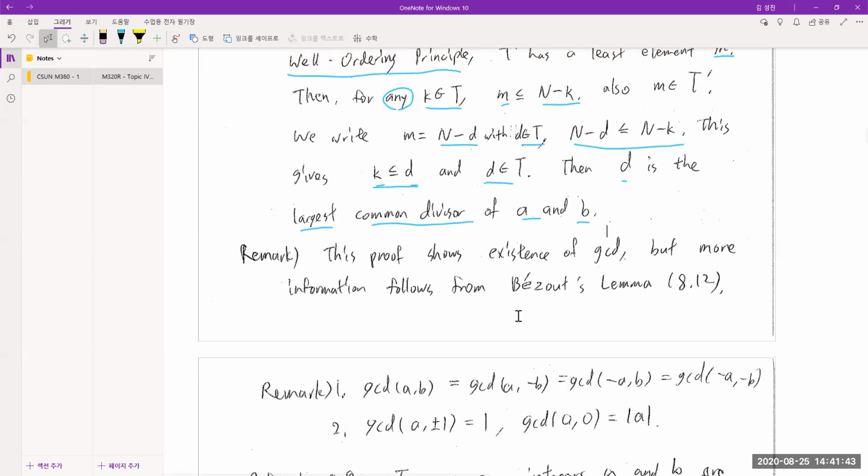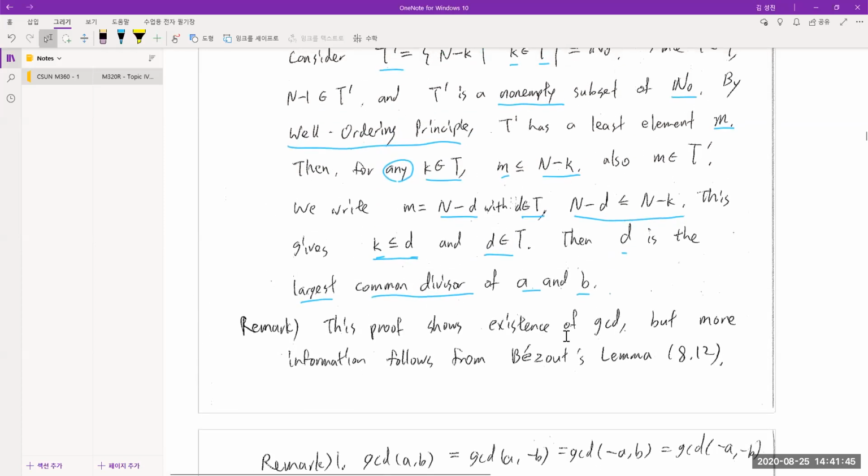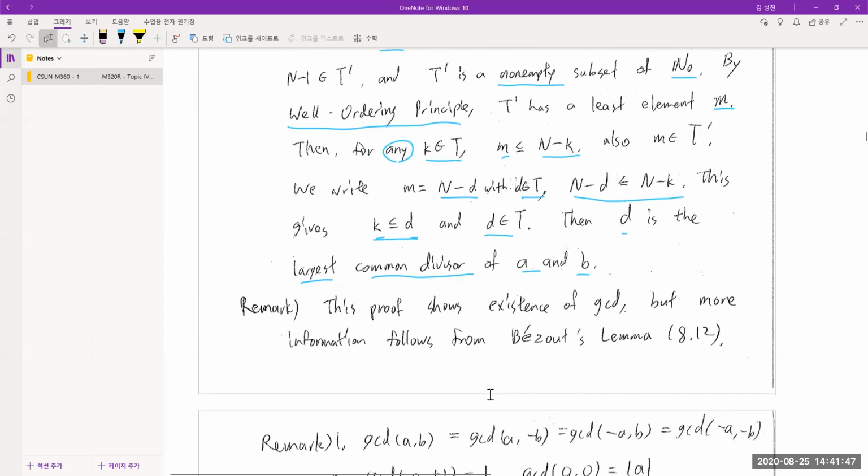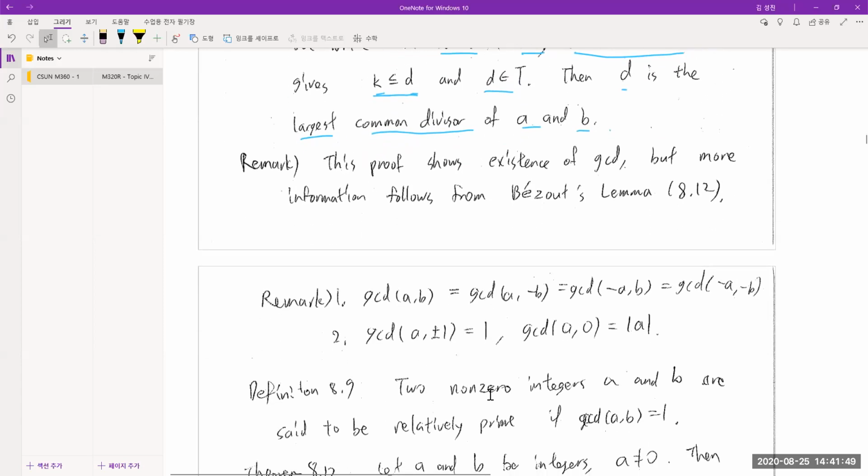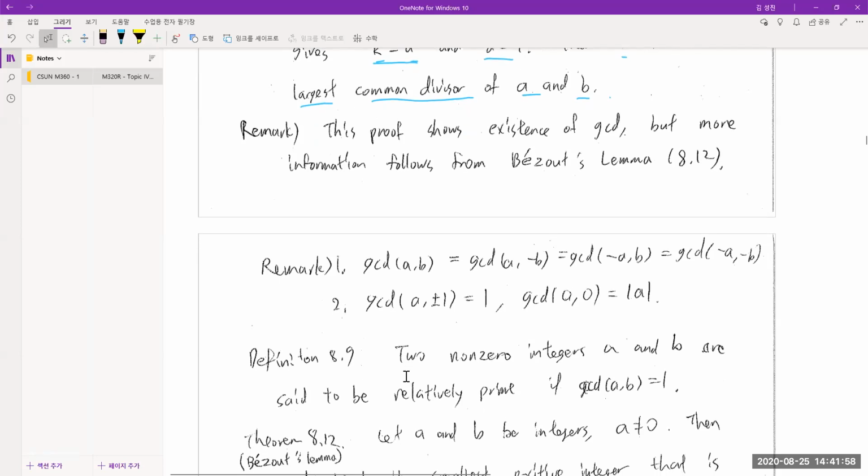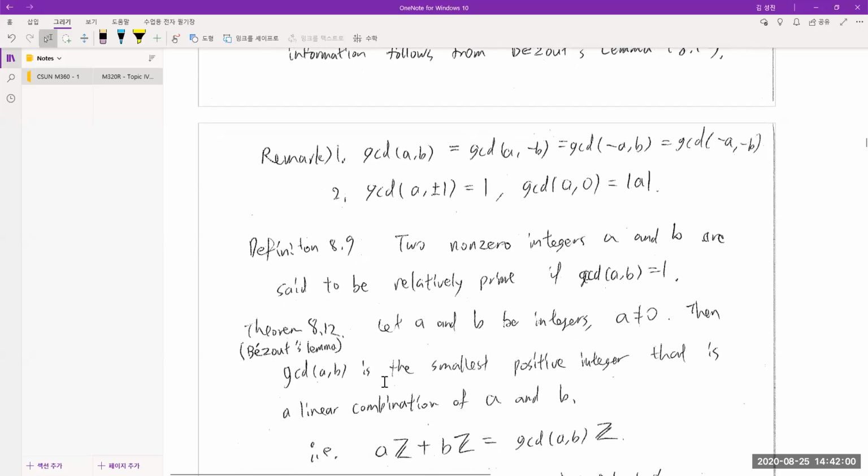So we need just more information than just the existence of the GCD. We actually need to be able to write down the GCD as a linear combination of the integers A and B. So we will do that in the next part. The next part is Bézout's lemma.